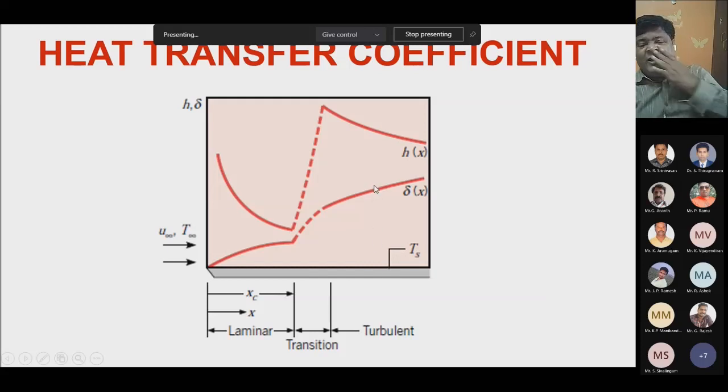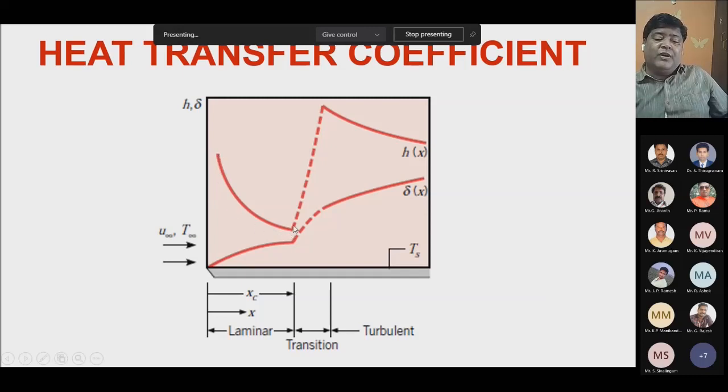So beyond this delta x, the fluid flow has the free stream velocity, below which the velocity is not the free stream velocity. And the other graph here is shown as h. That is what you have to understand. You can see h gradually decreases here. Experimental observation tells you how h varies in the laminar zone.